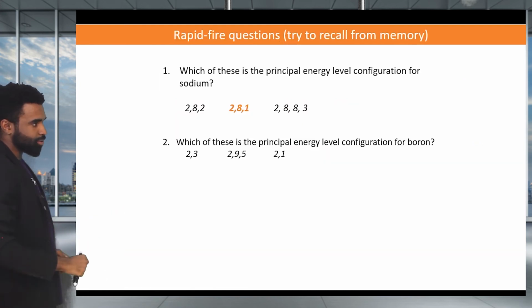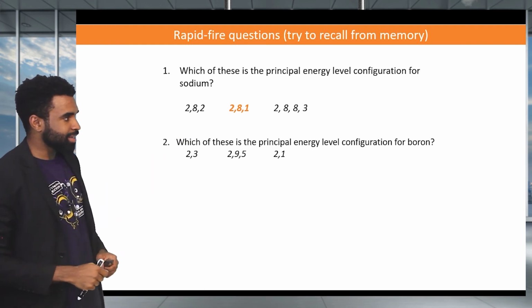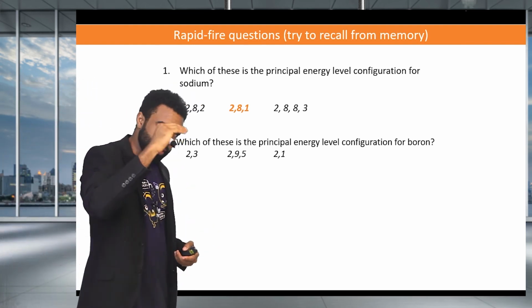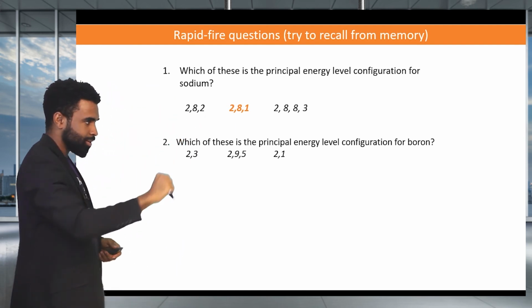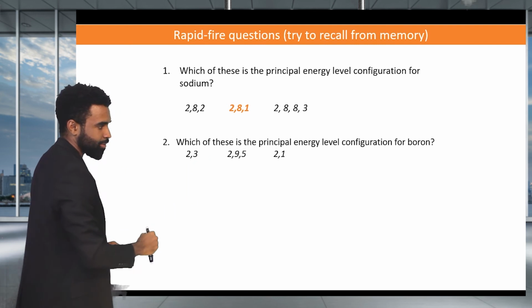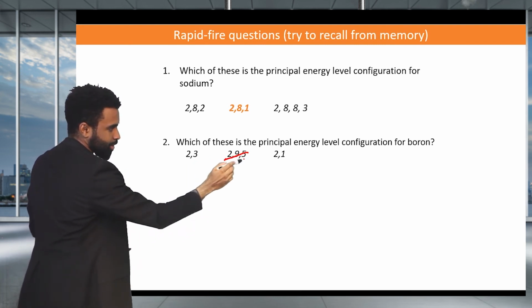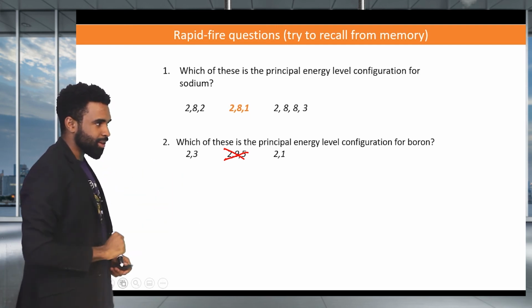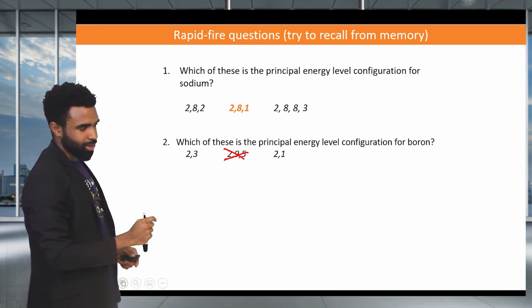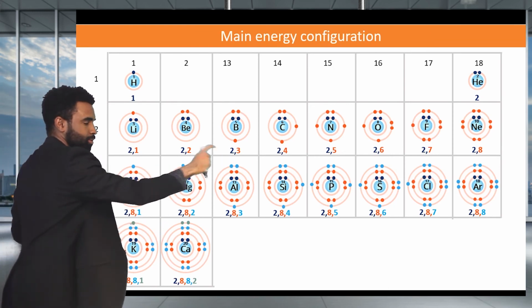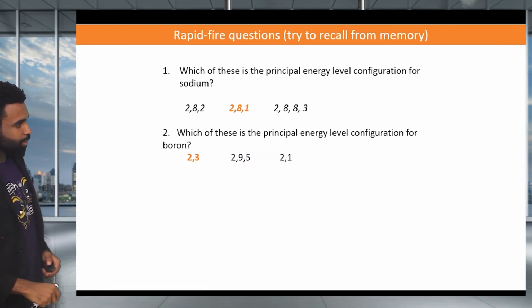Beautiful. Next one. Which of these is the principal energy level configuration for boron? Boron, B. That's the second period, right? So it must have how many main levels? 2. So we can cross out this one. Definitely not that one. And is it the first element in that period? No, it's not. It's the third, right? So it must be 2, 3. Boron there, 2, 3.